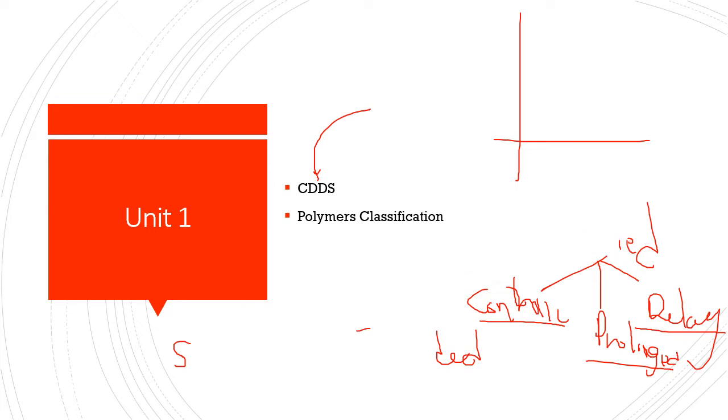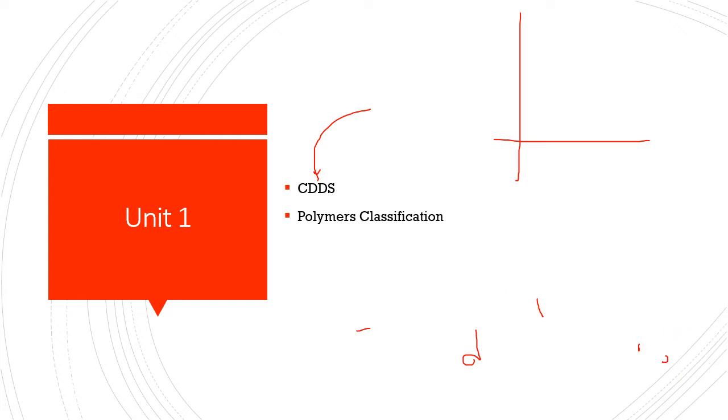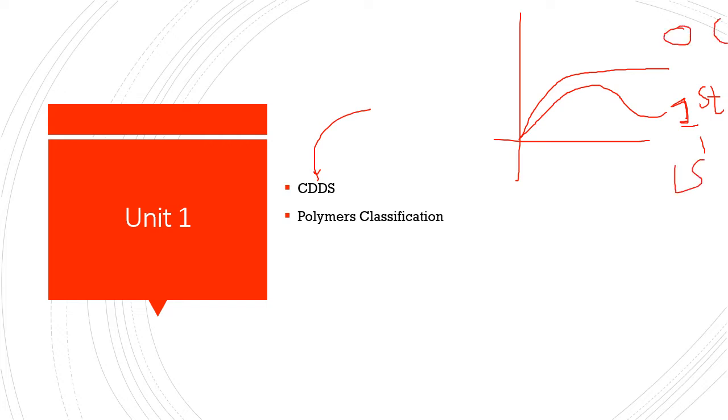In controlled drug delivery system, what is more important is that controlled drug delivery follows zero order, as in this graph, and sustained release follows first order. First order is sustained, zero order is controlled. So this is very important because it is between the minimum effective concentration and the maximum safe concentration. So that is very important.